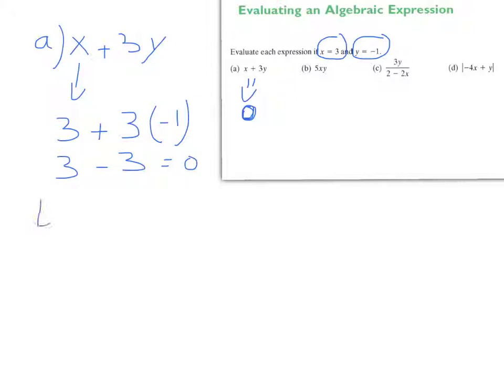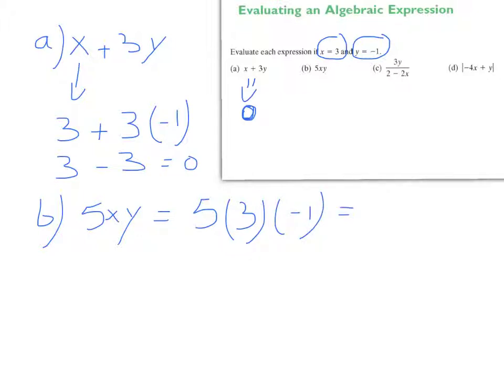And then we have b. We have 5xy. So here we're going to substitute x by 3 and y by -1. Again, we have 5 times 3 is 15, times -1. Now, positive times negative is negative, and 15 times 1 will be 15. So this is -15 for b.